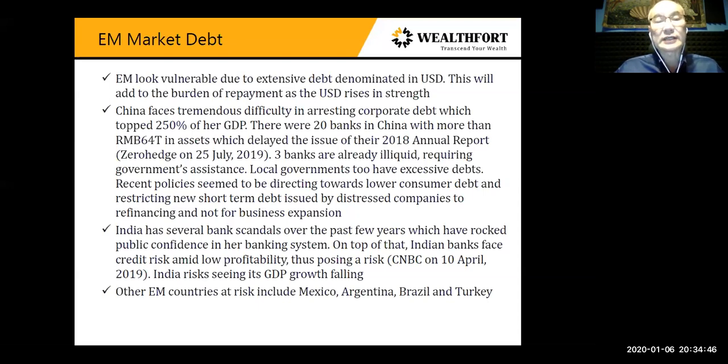Okay. So India has had several bank scandals over the past few years, which have shaken public confidence in her banking system. On top of that, Indian banks face credit risk amid low profitability, thus posing a risk. Now, this is from a CNBC article on 10th of April 2019. India risks seeing its GDP falling. In fact, India's GDP right now is pretty stagnant. Okay. And India right now also has its own internal strife, because of the recent ruling on the gaining of citizenship. So other emerging countries at risk include Mexico, Argentina, Brazil, and Turkey.